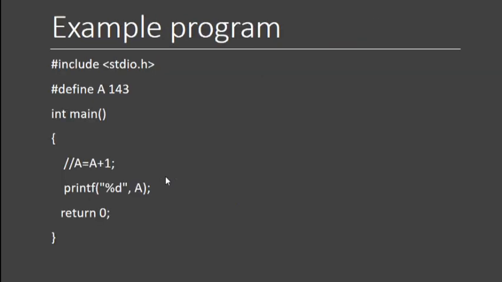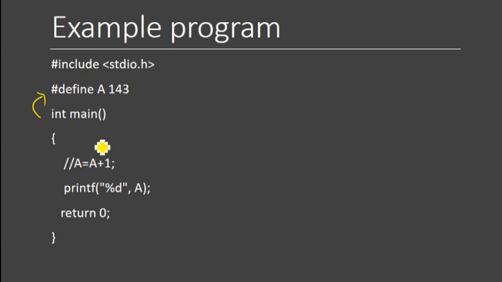Now I'm going to explain through a program. So #include standard input output header file. Here, these are the preprocessors. We must declare them before the main function only. I should not write #define A 143 within the main function. So these preprocessors, everything should be declared before the main function, right?